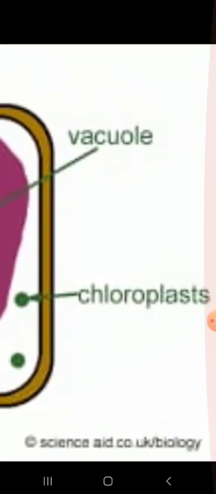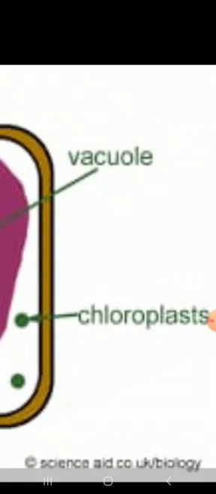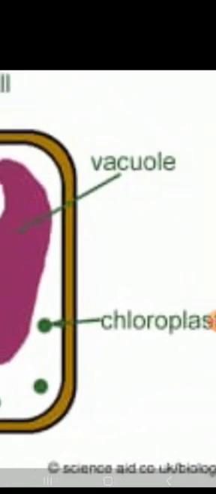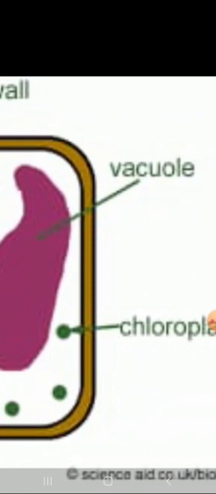The last one is the vacuole, which is present in the animal cell as well as in the plant cell, but the only difference is that in the plant cell it is present in the central position and it is larger in size as compared to the animal cell. In the animal cell many smaller vacuoles are present, whereas in the plant cell one large central vacuole is present.